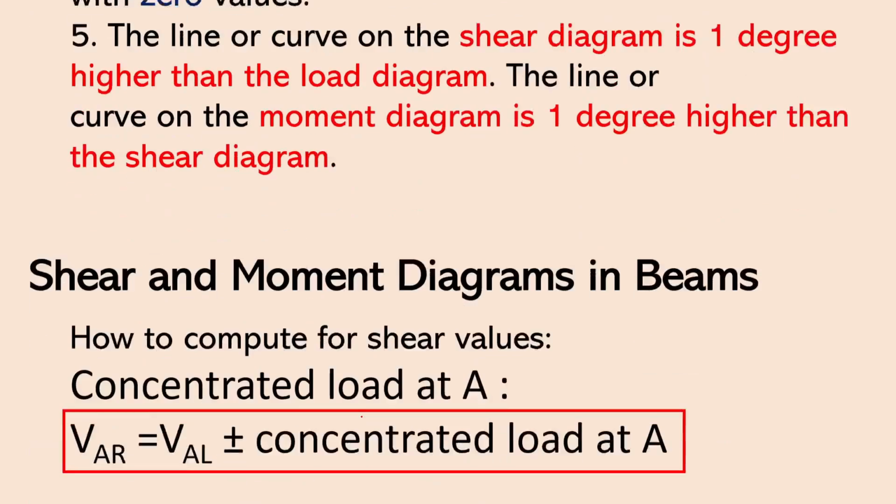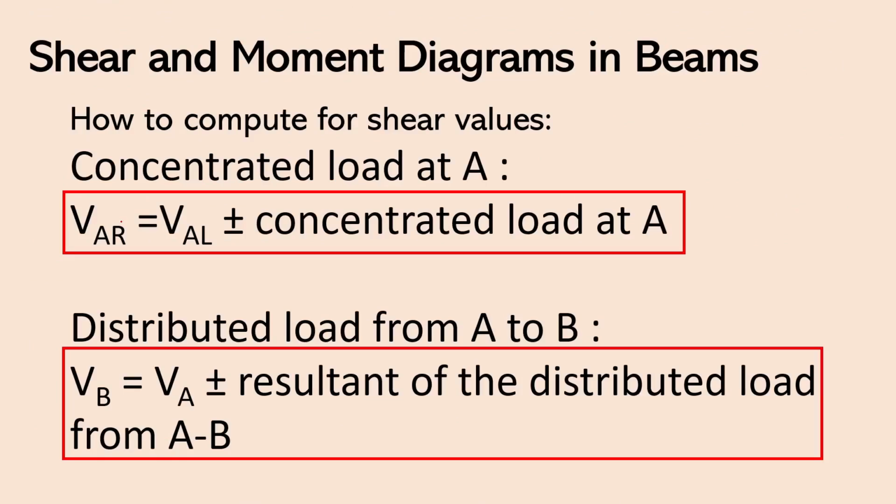And so proceed tayo. For the concentrated load at A, the right value of the shear is the shear at the left plus the concentrated load at A. Now, this is just an arbitrary point. And then if we have a distributed load from A to B, then our shear at B will be the shear at A and then plus or minus the resultant of the distributed load from A to B. And so meron din tayong examples niyan later.